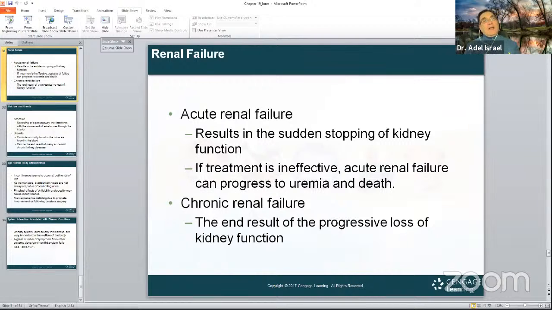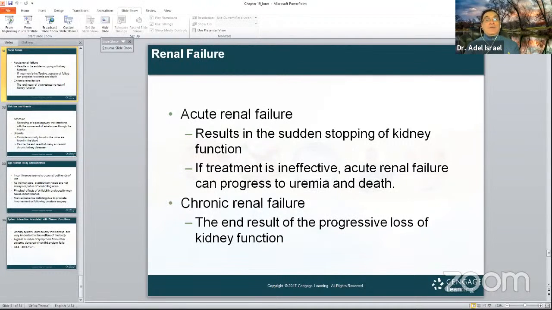After that, we have a very big problem, which is renal failure. Failure of what? Failure of doing the job. What is the job? We mentioned before, it is filtration, excretion, secretion, and reabsorption. So we have two types of renal failure, acute and chronic. Acute renal failure results from sudden stopping of the kidney function.